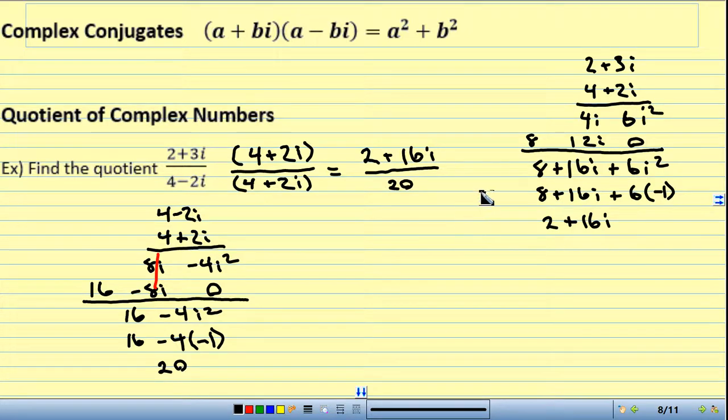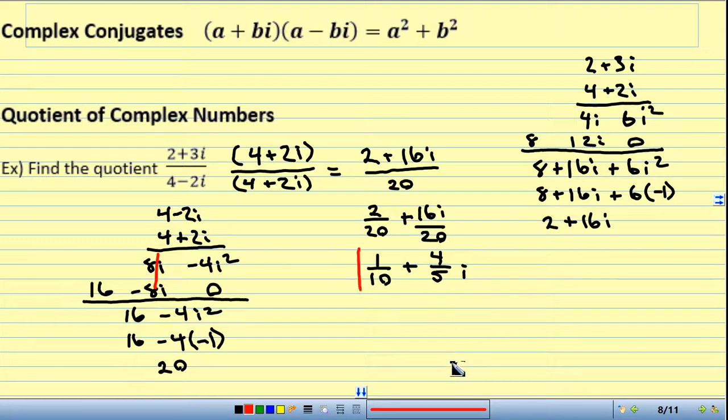Now, I can break up the top of this fraction. I can put everything over 20. So I have 2 over 20 plus 16i over 20. And now I can simplify. 2 over 20 becomes 1/10. And 16i over 20 becomes 4/5 i. That, my friends, is my answer.